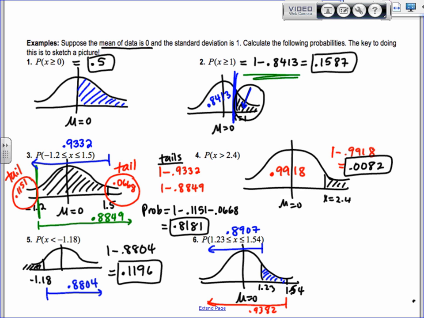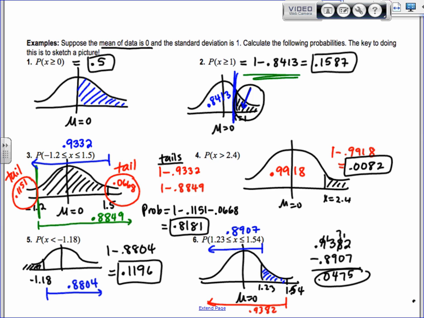Okay, so how do I get that little blue shaded area? You do subtract the two numbers. You do 0.9382, and you subtract out 0.8907. That is correct. You may use your calculator if you would like, or you can subtract by hand. It doesn't matter. So 0.0475 is your answer.